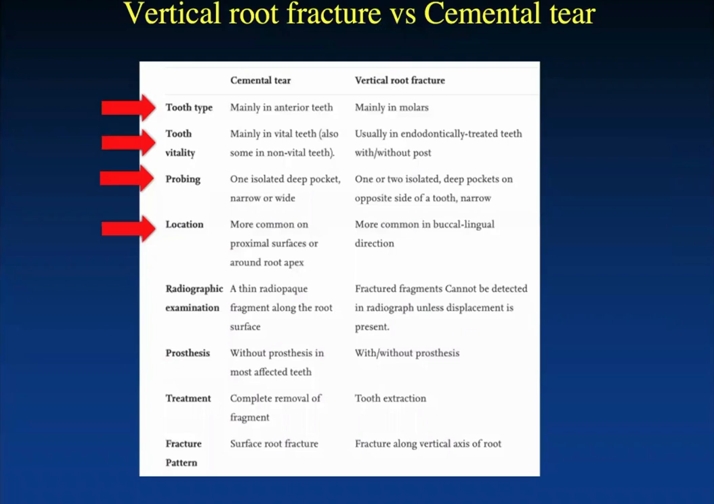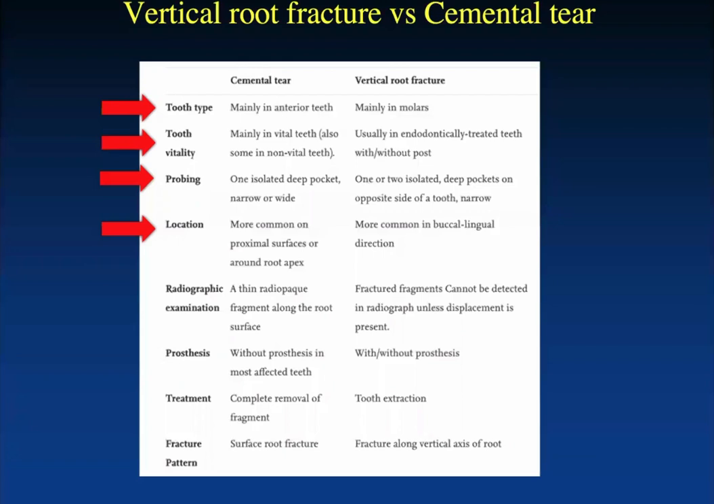Now, to compare between vertical root fracture and cemental tear, with a cemental tear, usually it happens in the anterior. With a vertical root fracture, usually it's the molar because it has a heavy occlusion on it, or you put a big post inside the tooth. Mainly the tooth in the cemental tear is vital. Usually cemental tear occurs in males over 60 in upper and lower anterior teeth, single or multiple adjacent teeth. Most of the fracture fragment can be carefully examined in periapical radiograph, perhaps also by CBCT as well. The pocket measurements usually are more than 6 millimeters around these teeth.